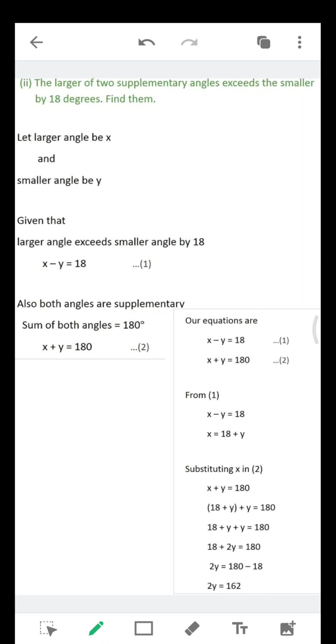The larger of two supplementary angles exceeds the smaller by 18 degrees. You know what are supplementary angles? If the sum of two angles is 180 degrees, we call them supplementary. So there are two angles which are supplementary. Larger exceeds the smaller by 18 degrees. What do you mean by this? Exceeds? Exceeds means it's more.